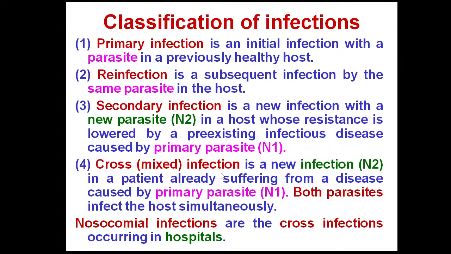Then we may have mixed or cross infection, when a new infection occurs in a patient already suffering from a disease caused by the primary parasite. For example, if the person already has hepatitis B infection and then hepatitis D microbe also enters the body. So both parasites may infect simultaneously. It will be co-infection.